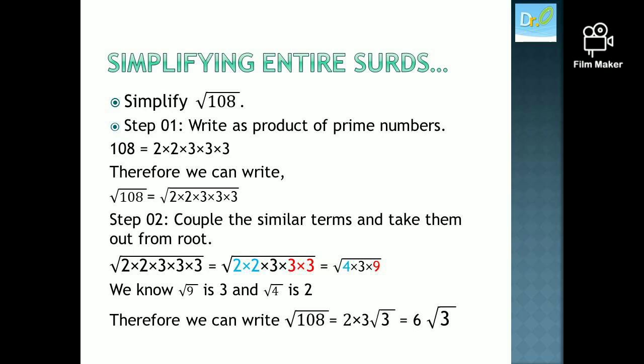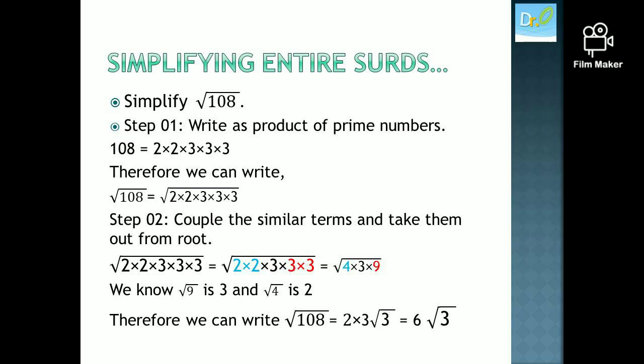Now couple the similar terms. What are the similar terms over here? 2 into 2 is one similar pair. 3 into 3 is another similar pair. Then 2 into 2 is 4, you can take it out, it will turn into 2. 3 into 3 is 9, square root of 9 is 3. So you can take 3 and 2 out from this square root term.